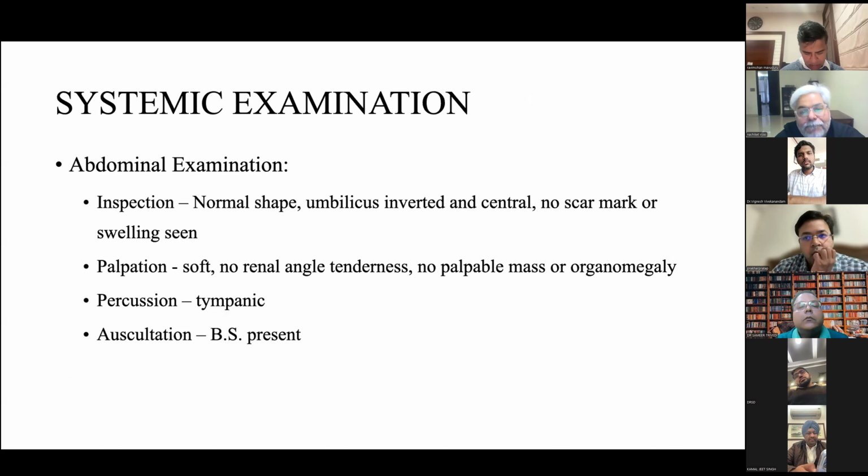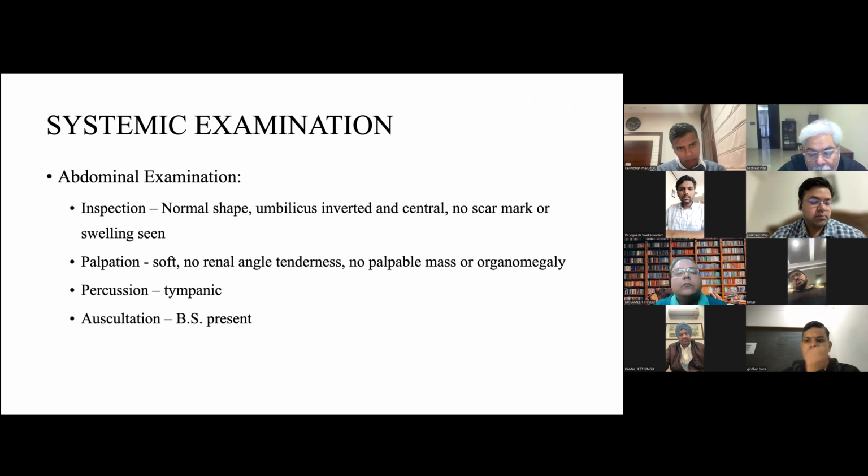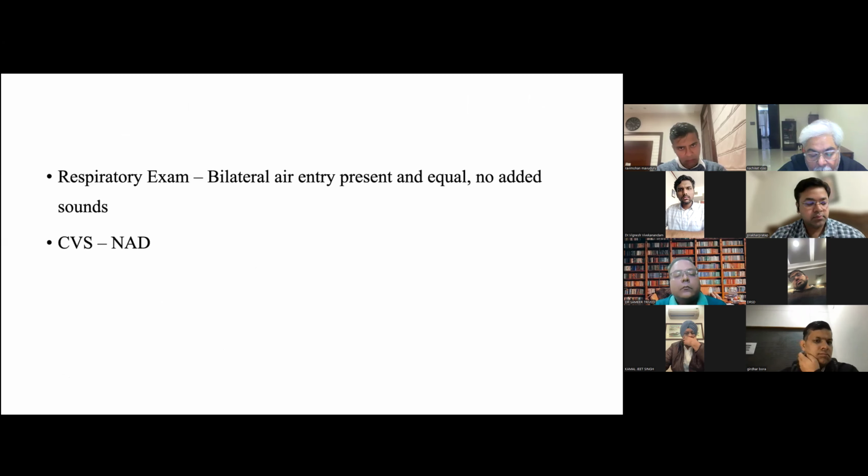On systemic examination, abdominal examination, on inspection, the abdomen was normal in shape. The umbilicus was inverted and central. There was no scar or any swelling seen. On palpation, the abdomen was soft. There was no renal angle tenderness, no palpable mass or organomegaly. The abdomen was tympanic on percussion, and bowel sounds were present. The rest of the systemic examination was grossly within normal limits.